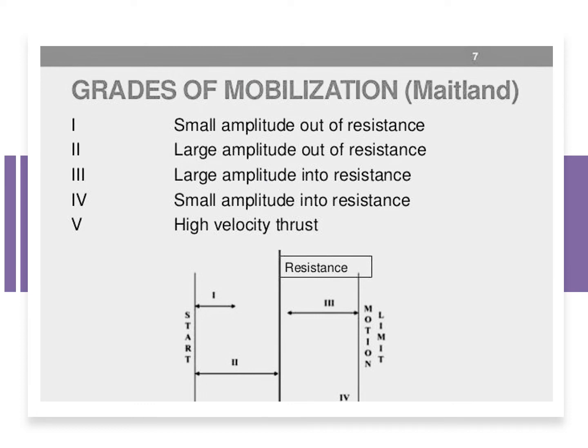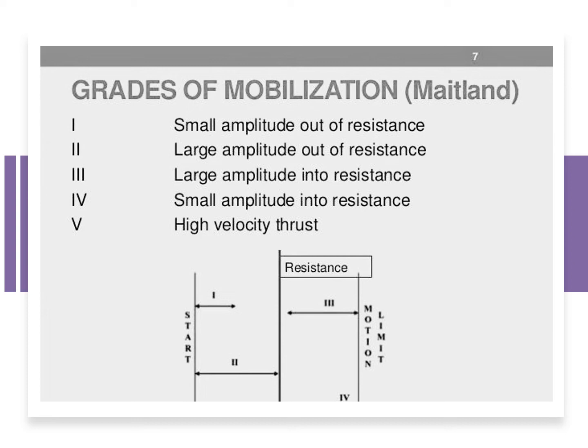So this is the figure I was talking about. Just see the line in the center, the resistance line. So this is the resistance which the patient has in his range of motion. The first grade is you start giving glide, but you're not reaching the resistance of the patient. That means when you're giving the glide, you are going very smoothly. You're not feeling any resistance. That is grade 1.